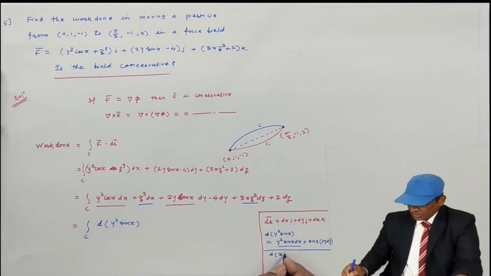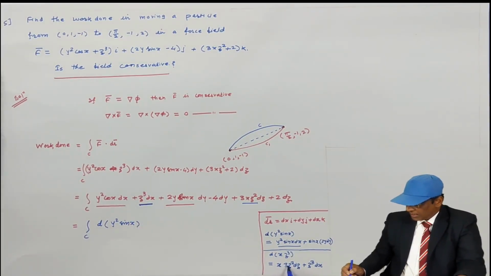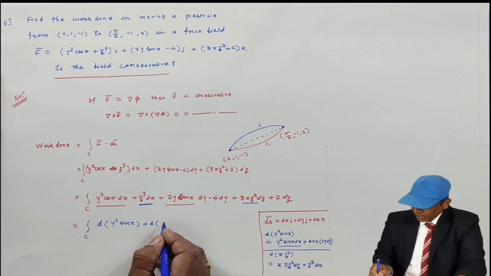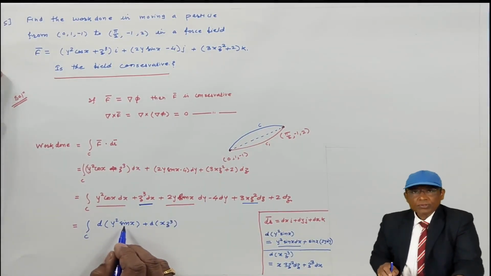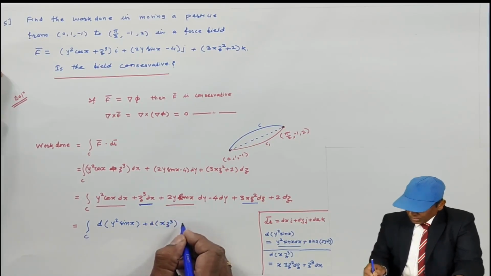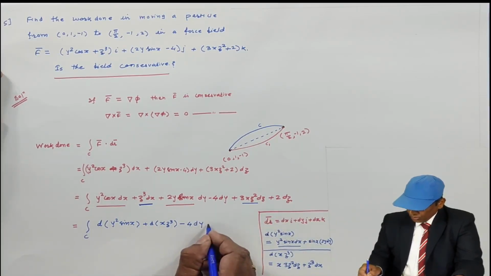If you look at this term and this term, this is the derivative of x z cube. What is the derivative of x z cube? By the product rule, first function x times 3z square dz, derivative of z cube, plus z cube and derivative of x is dx. So z cube dx and 3x z square dz terms are also there. This can be written as the derivative of x z cube. What is remaining now? Minus 4 dy is remaining and plus 2 dz is remaining.